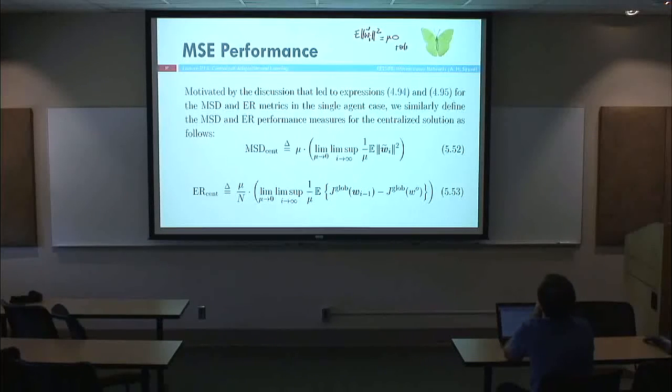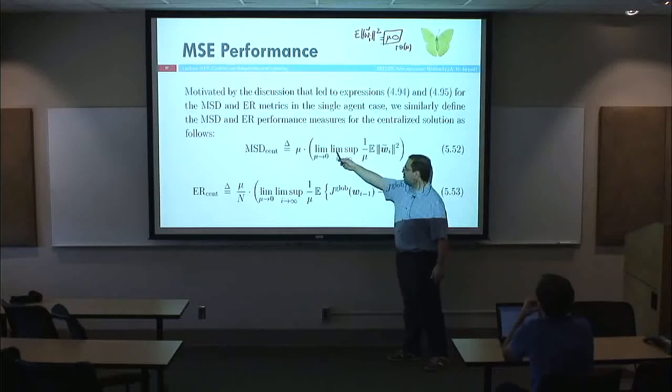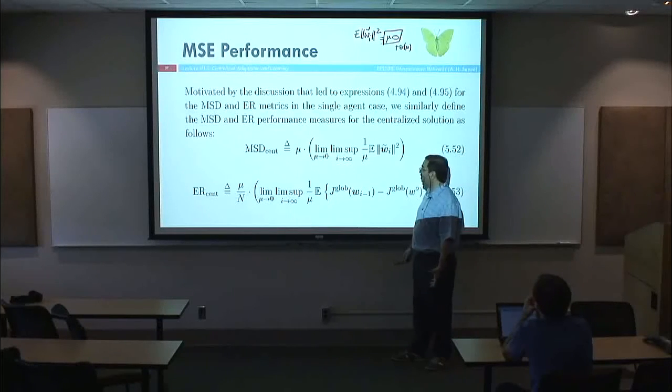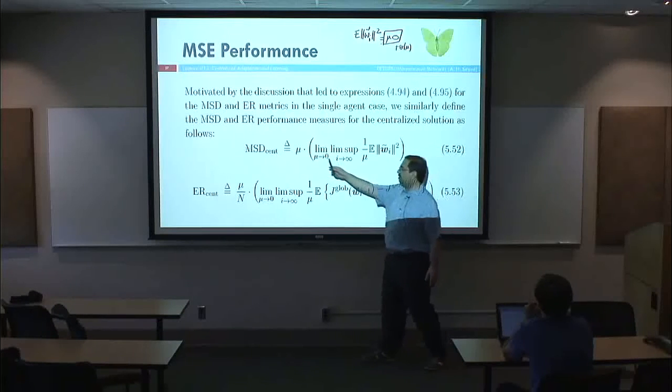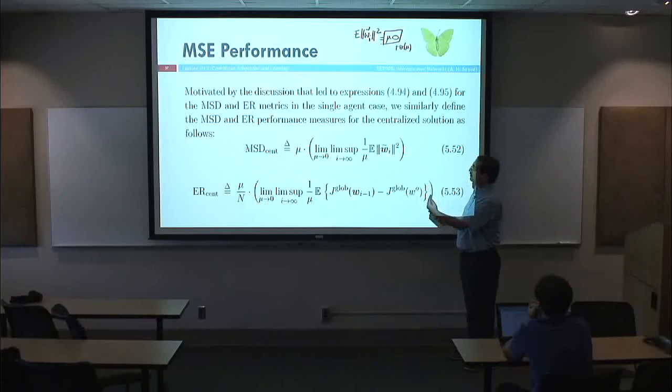Ignore the higher order terms. I just want to find out what the first order value is. And that's what this definition 52 is doing, like I explained last time. If you divide by mu, then the lim sup of that as mu goes to 0 converges to some value. If you multiply it back by mu, you are recovering that first order term.